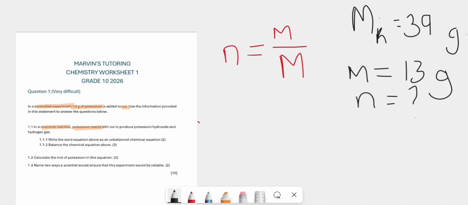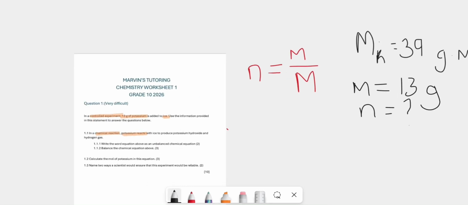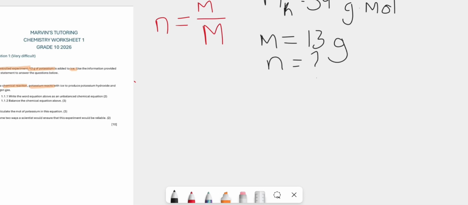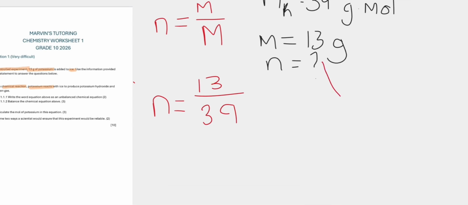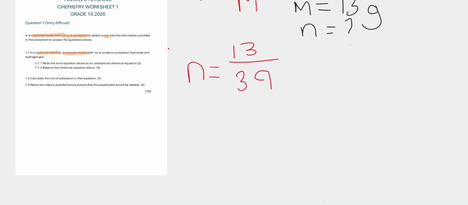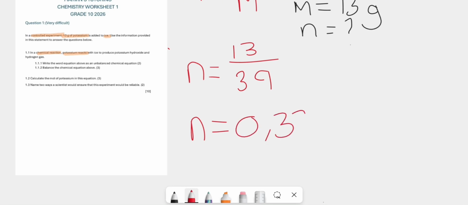Now we're just going to substitute everything. We're just going to put everything in. So we're going to say, n, because we don't have it. Our mass is 13. And our molar mass is 39. Then we're going to write down our final answer. And our final answer is, if you calculate it correctly, 0.33 mole.